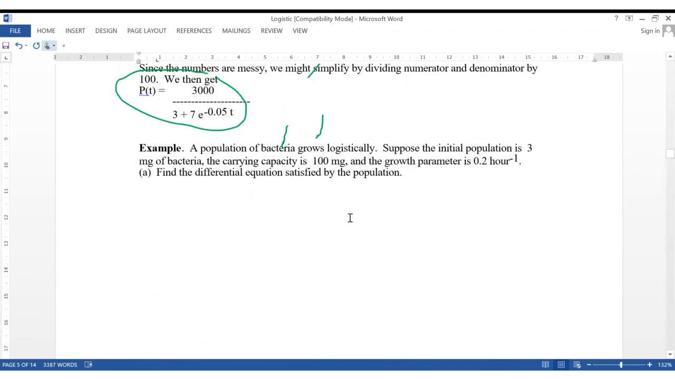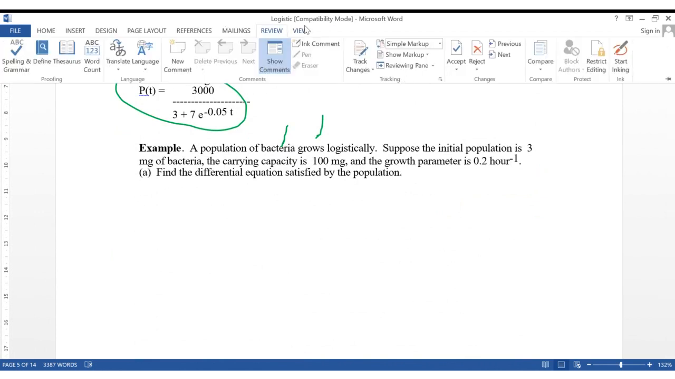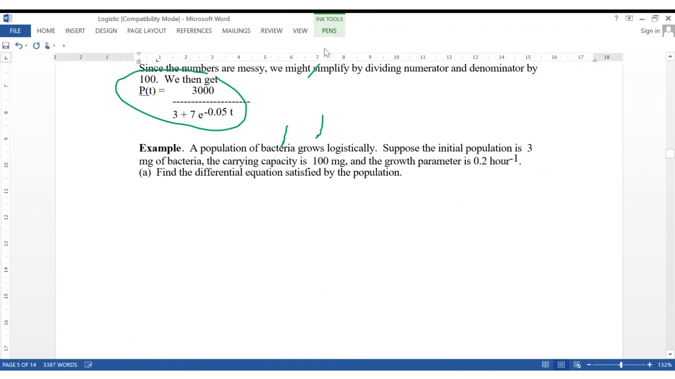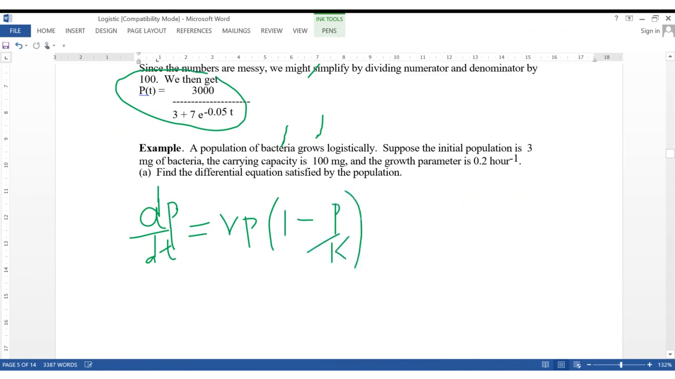So the differential equation, you have to remember it. We know how it looks, and then we input everything. The differential equation is given by dP over dt equals rP times (1 minus P over K). From the equation, our r, the growth parameter, is 0.2. Our K, the carrying capacity, is 100. And our P naught, which we shall use later in the other question, is 3. It's only 3 bacteria.